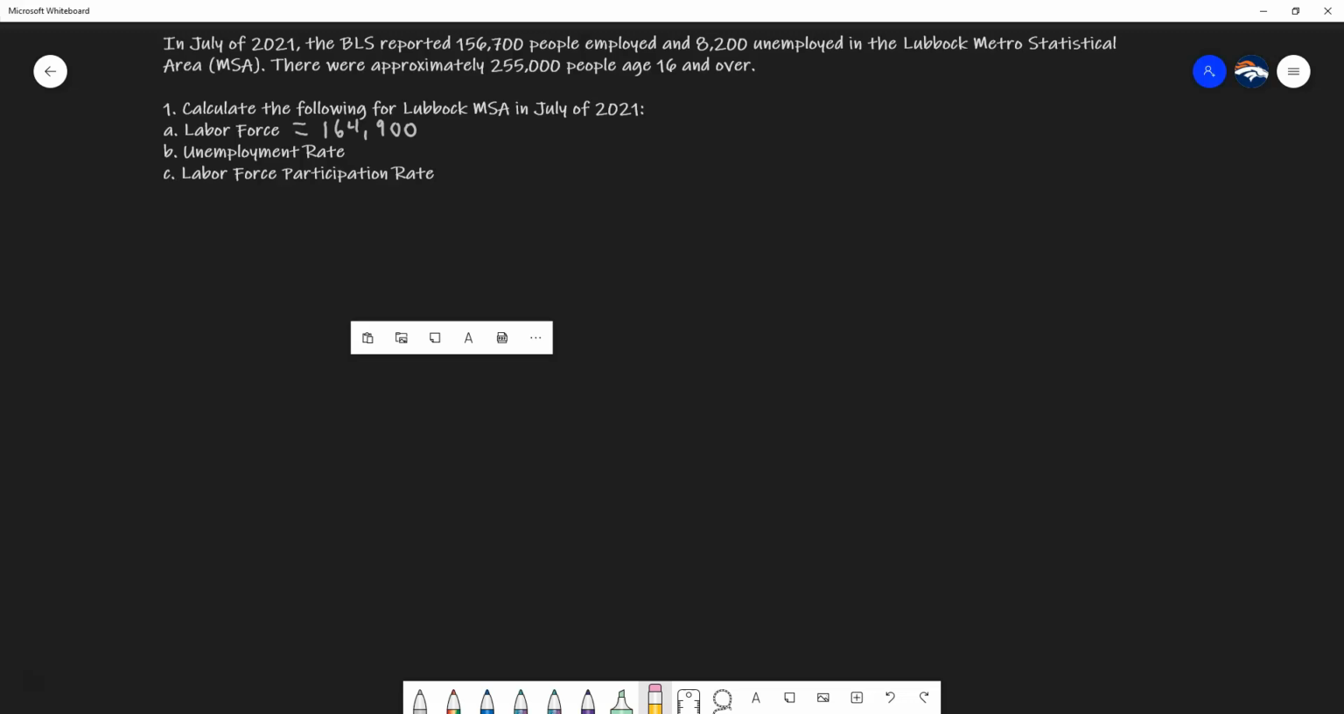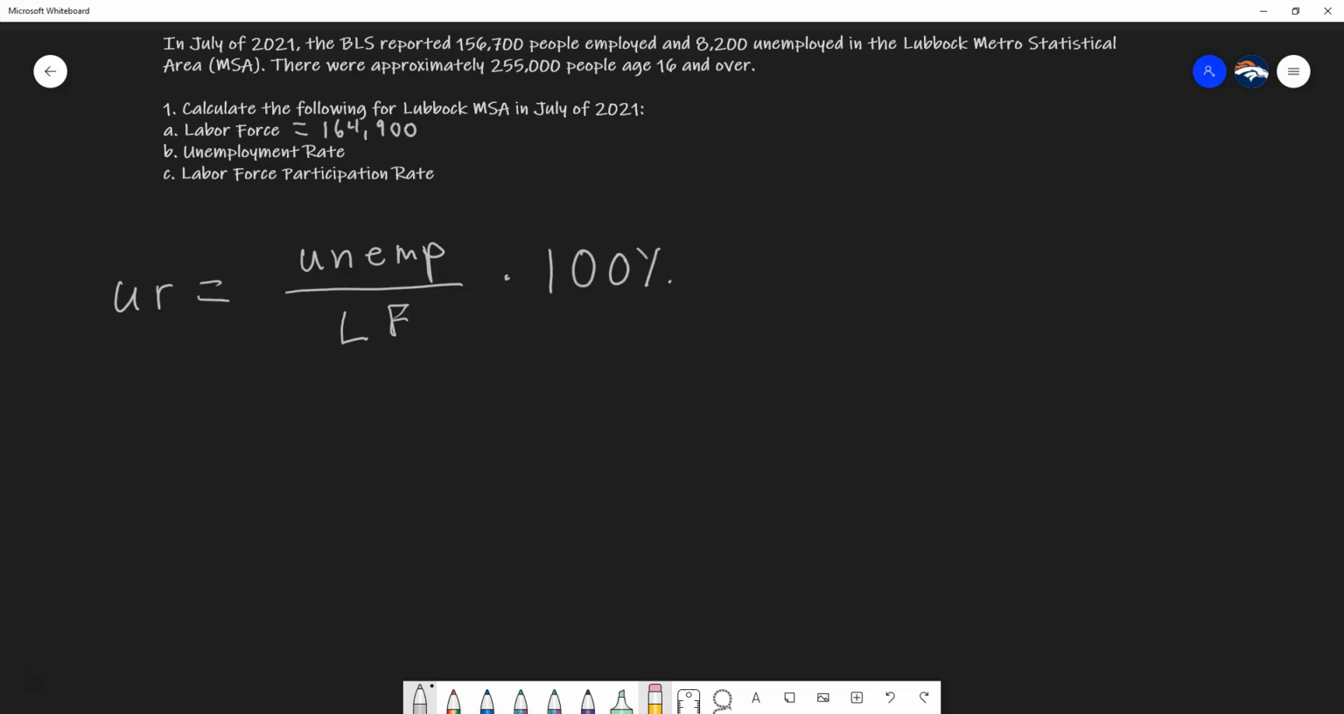So the unemployment rate formula is, off of the eraser, unemployment rate equals our unemployed, so this is the amount of people that are unemployed, divided by our labor force, times 100%. Like I said, my handwriting is not the best, I apologize, especially when I do equal signs for some reason. So you would just sub in 8,200, that's the amount of people that are wanting to work but not currently working, divided by your labor force.